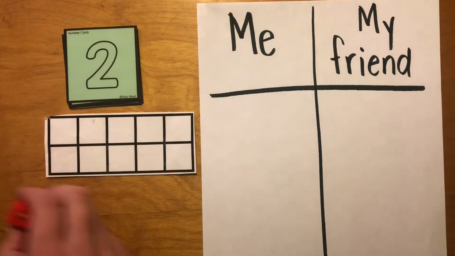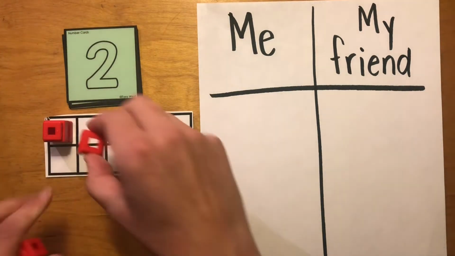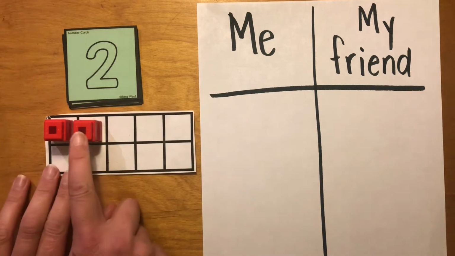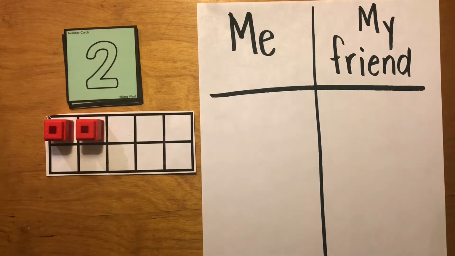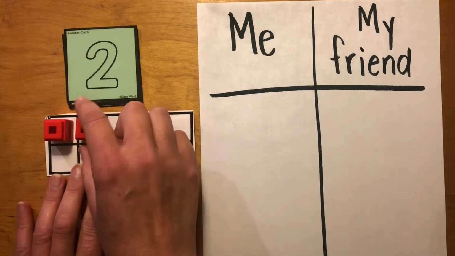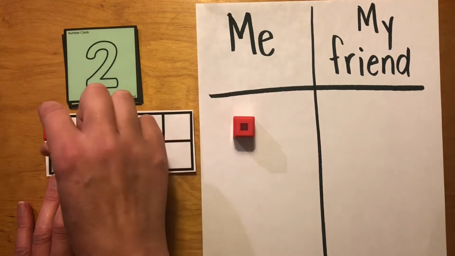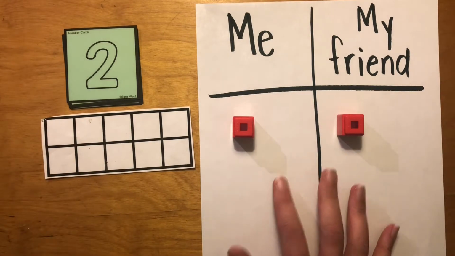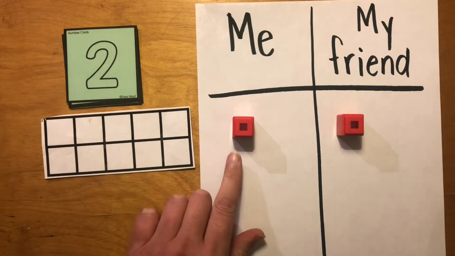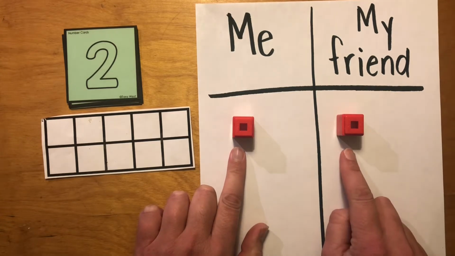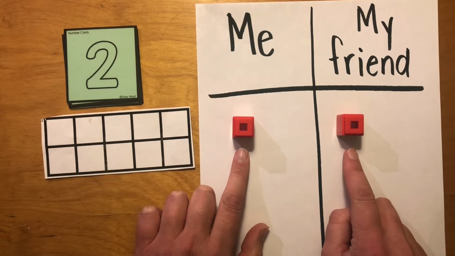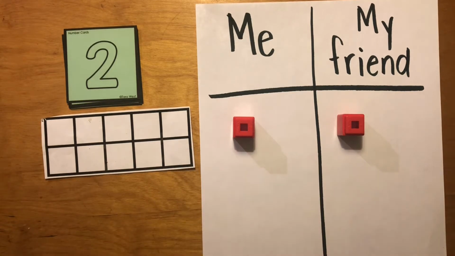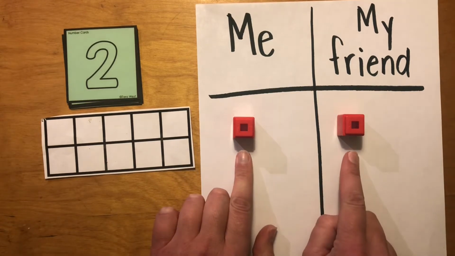Let's do the number 2. 1, 2. This shows our representation, what 2 means. So now I've got 2 books. 1 for me, 1 for my friend. Do we have the same amount? Yes, I have a book and my friend has a book. We both have 1 book. 1 and 1 makes 2. This is even. We both have the same amount. So 2 is an even number.